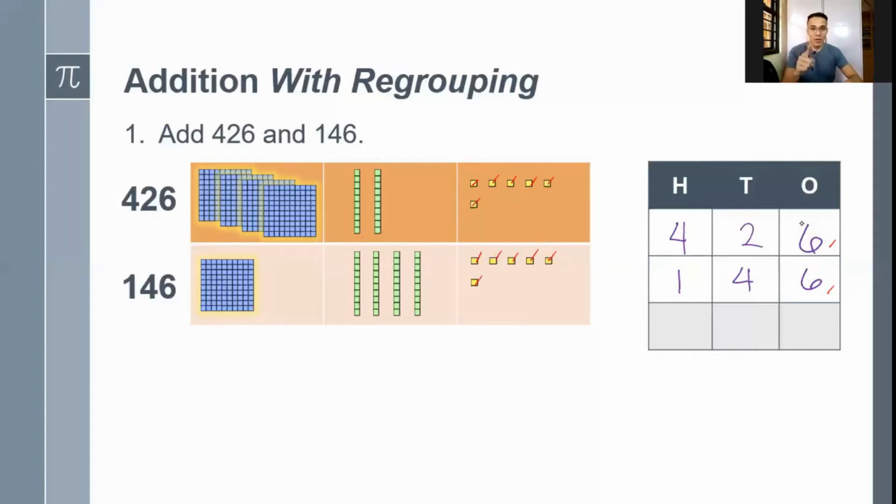But remember, grade 2, we're not allowed to write 12 here. So what we are going to do is, we are going to regroup 10 ones. We are going to count 10 ones. And remember that 10 ones is equal to 1 ten. Therefore, we can say that 12 ones is equal to 1 ten and 2 ones.